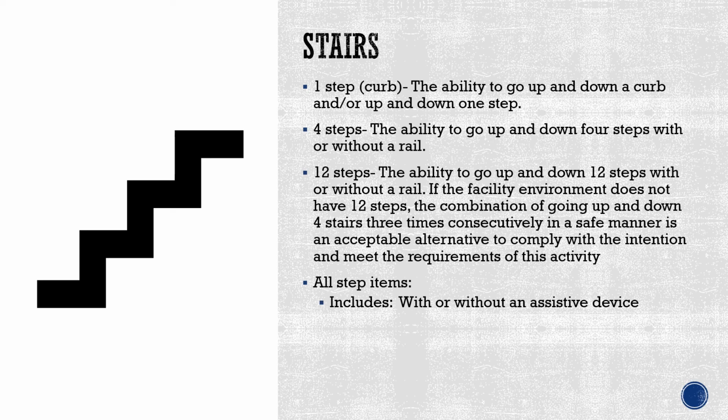If the facility environment does not have 12 steps, we can still code these by using a combination of 4 stairs by going up and down the 4 stairs 3 times consecutively in a safe manner. This is an acceptable alternative to comply with the intention and meet the requirements of the activity. When we're looking at each one of these step items, all of them include the ability to go with or without an assistive device. If the level of assistance changes going up and down the stairs, for one item in particular, we would code the more dependent level.